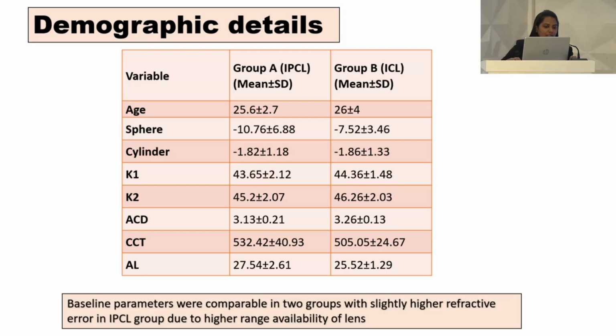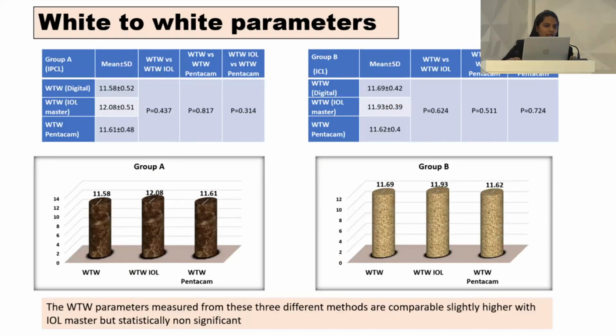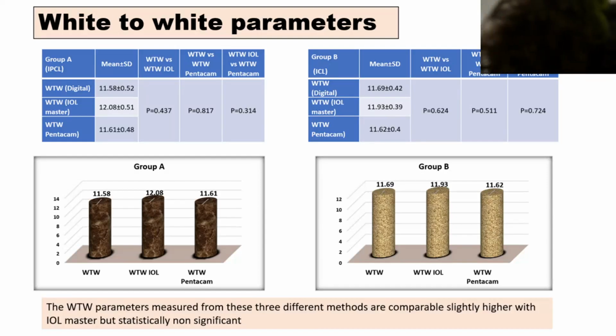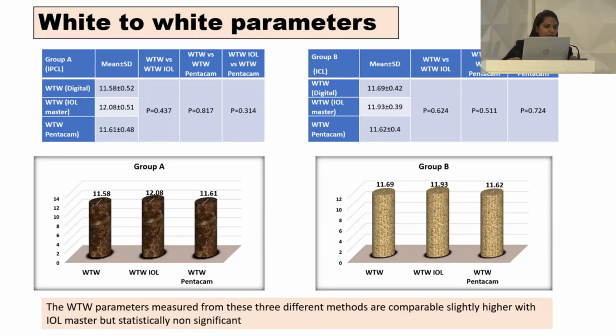So coming to the results, the baseline parameters of spherical equivalent and K readings were comparable between these two groups. So coming to the white to white parameters, the white to white measured by the digital caliper and the white to white measurement of the Pentacam were almost similar, whereas the white to white measurement by IOLMaster 700 has overestimated compared to the other two.